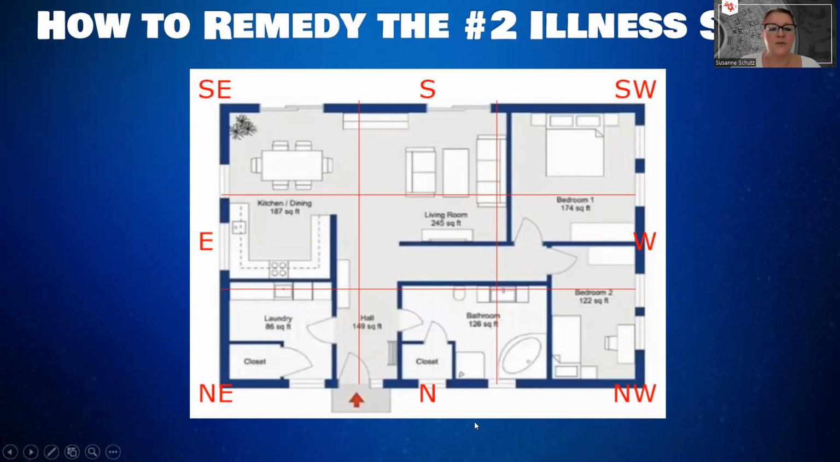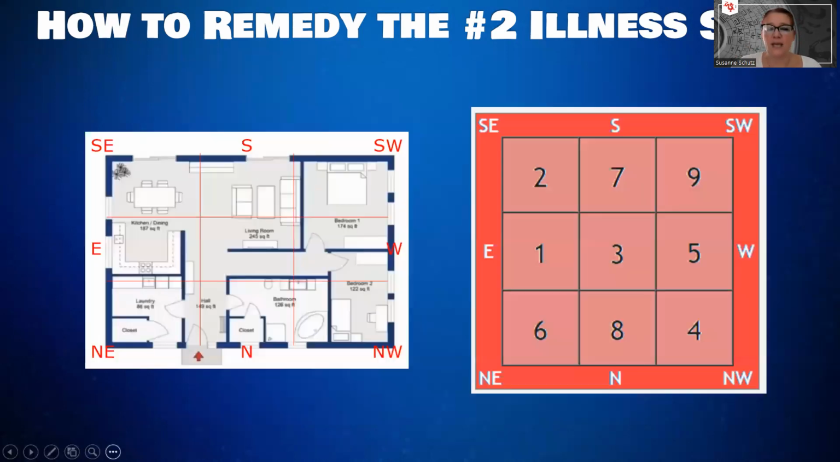Now, next step, we have to superimpose the annual flying star charts over this floor plan. Specifically, because we're looking for the illness star, we need to check where the illness star actually goes. The annual illness star is the number 2, and in 2024, it's in the southeast sector, right? Which means that it is here. This is the southeast sector, so the number 2 flies into this sector.